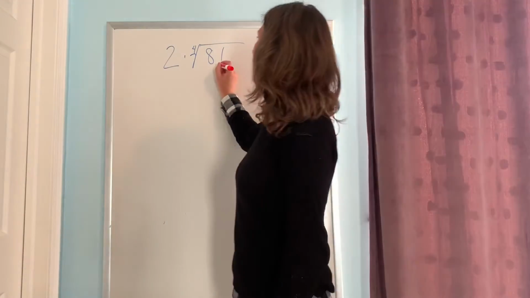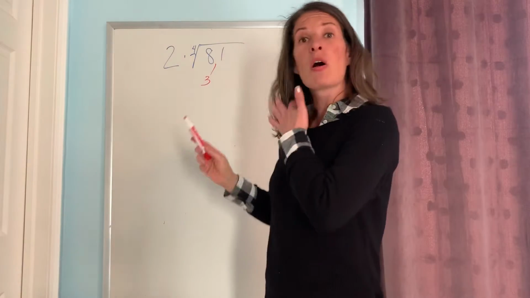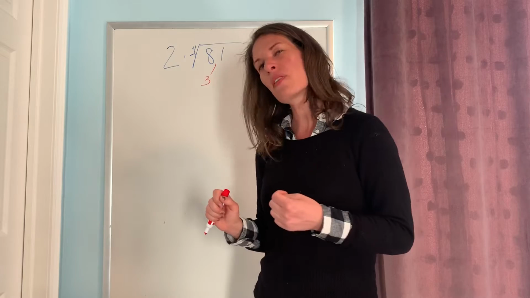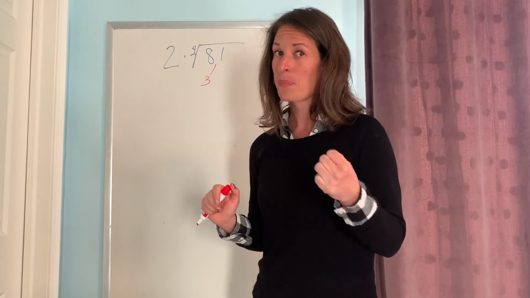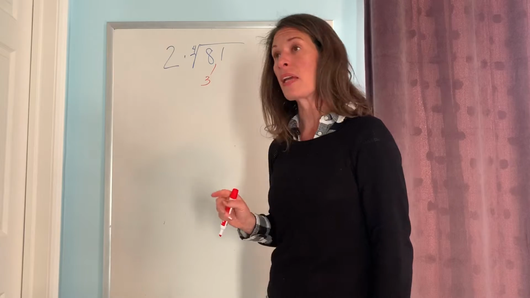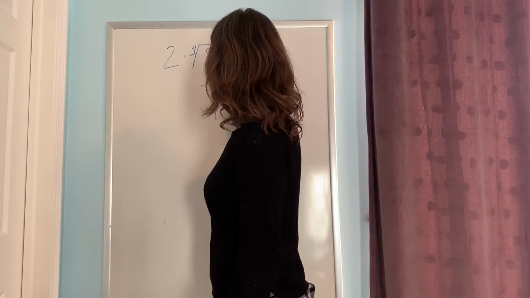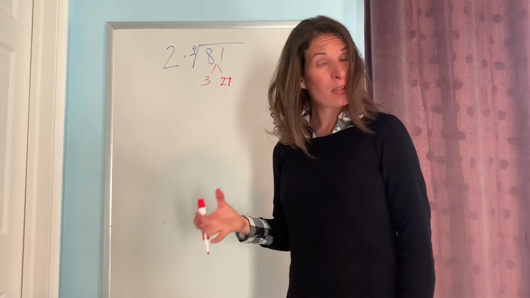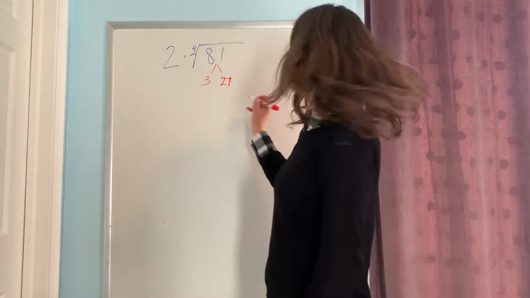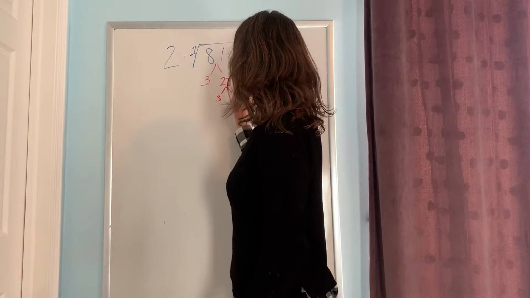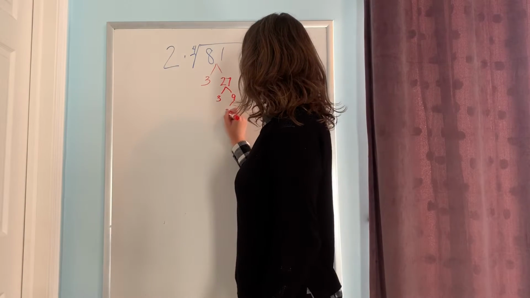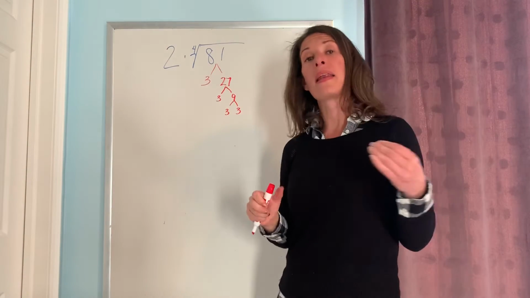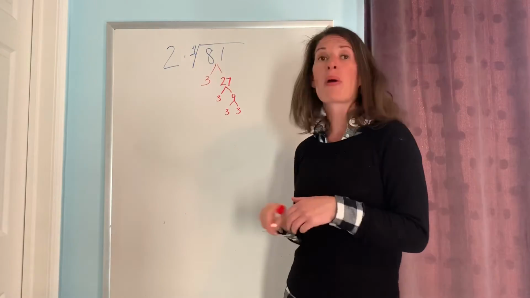81 is an odd number, which means I can't divide it by 2. So the next number that I'm going to try to divide it by is 3. And I know that I can divide 81 by 3. So 81 divided by 3 is 27. 27, again, not an even number. So let's divide it by 3 again. 27 divided by 3 is 9. And then I have 3 times 3. So this is called prime factorization, when I divide a number up into prime numbers.